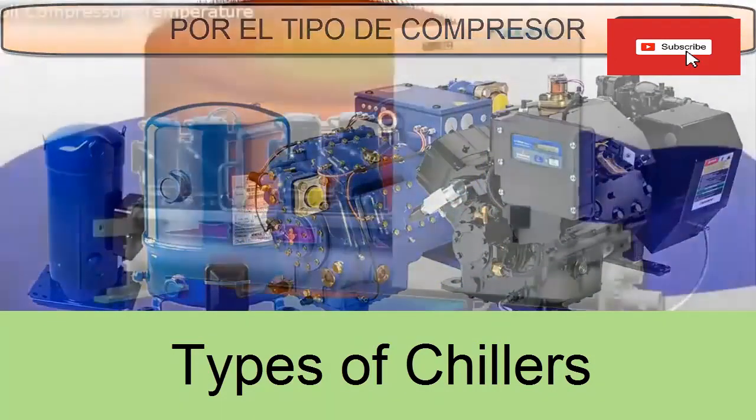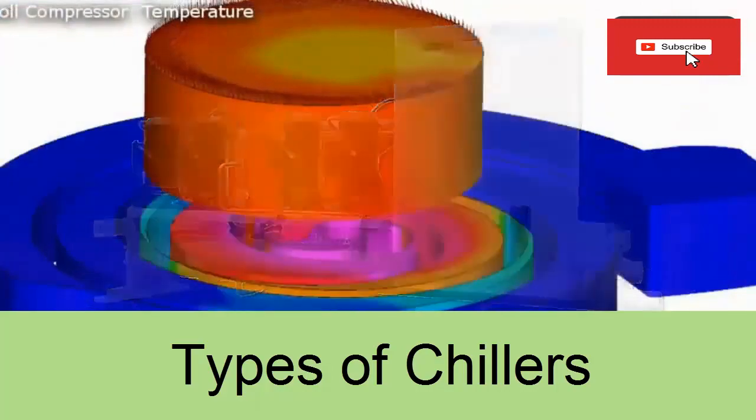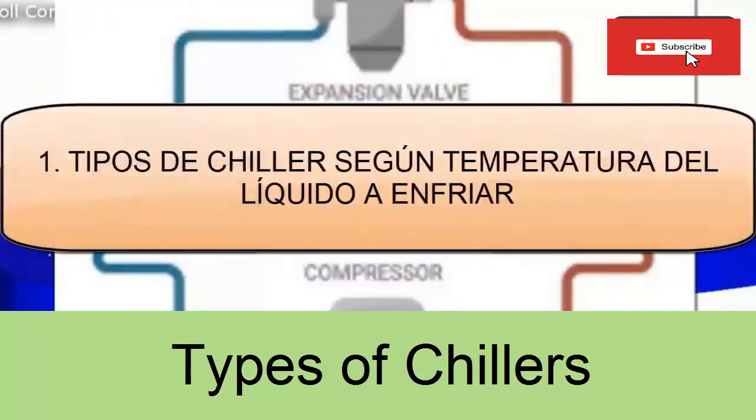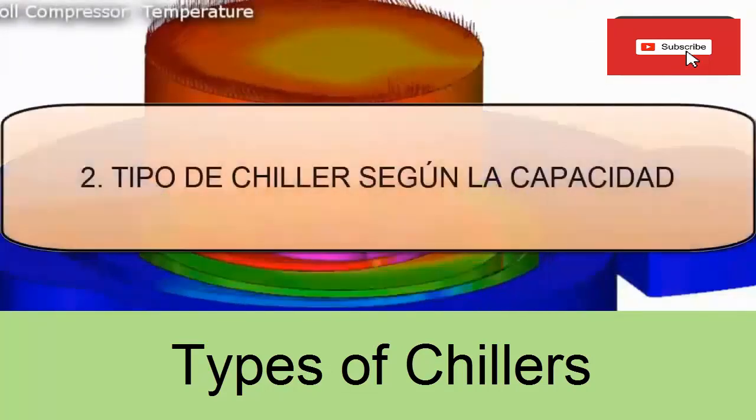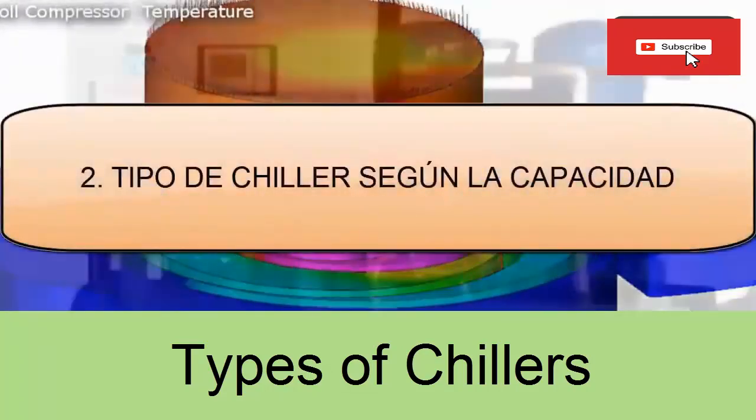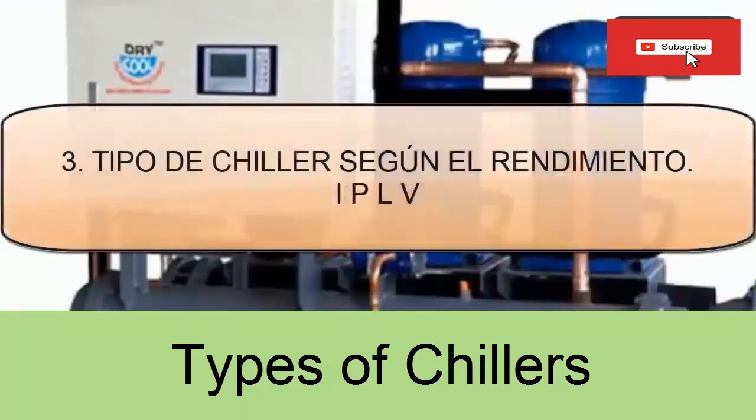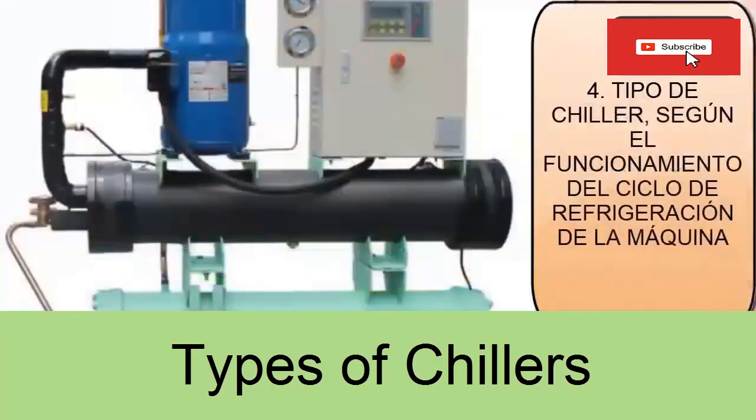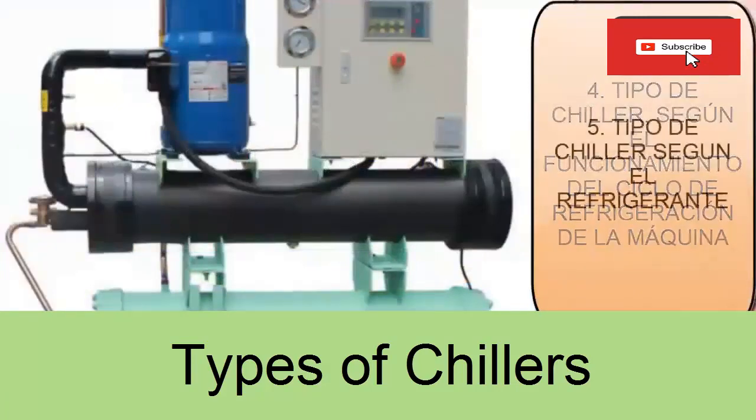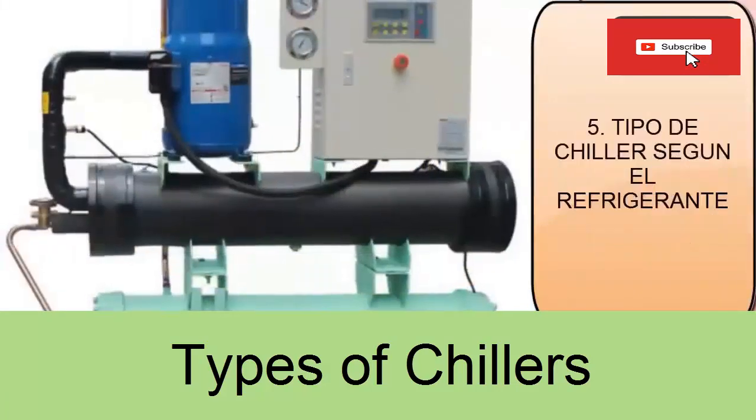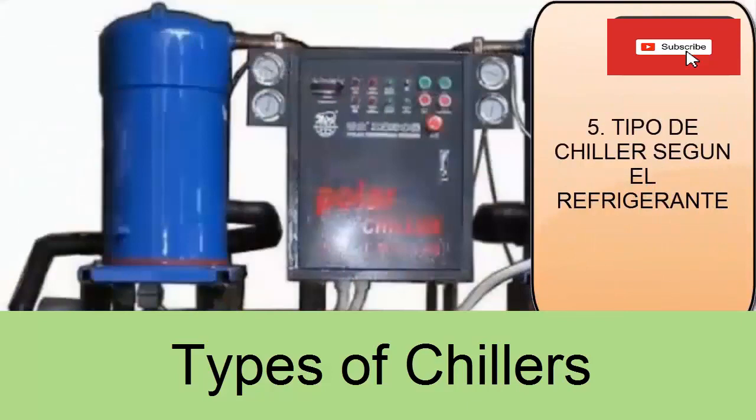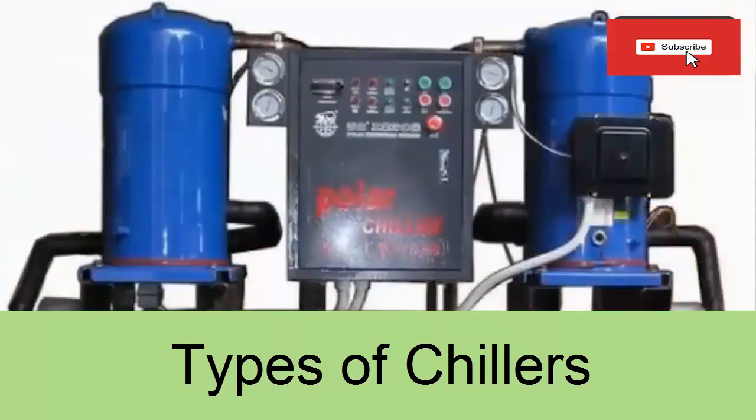However, at a more professional level, we can classify chillers taking into account factors such as: 1. Types of chiller depending on the temperature of the liquid to be cooled. 2. Types of chiller according to the cooling capacity of the machine. 3. Chiller types according to the efficiency values or the value of the IPLV parameter. 4. Types of chiller according to the type of cycle. 5. Types of chiller according to the type of refrigerant. We're going to study in just 4 minutes each of these classifications.